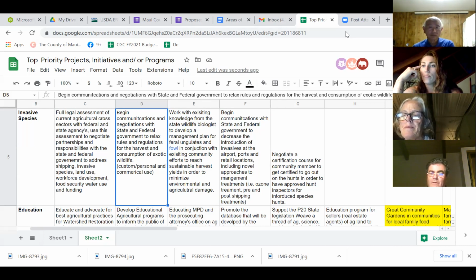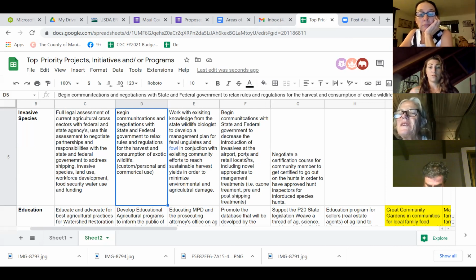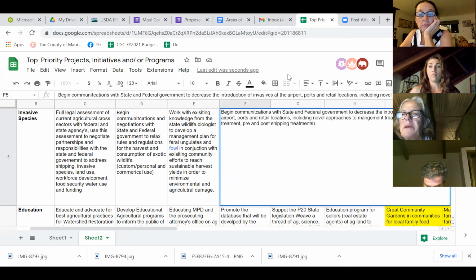But those have to come through the airports and ports, right? They do. A lot of them come through the post office. And the pet stores too. I was noticing pigeons in the pet stores and I'm like, we don't need to be bringing in pigeons. People shouldn't be having pigeons. A pigeon outbreak on the islands would be devastating.